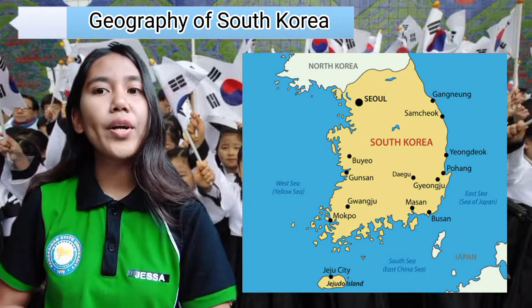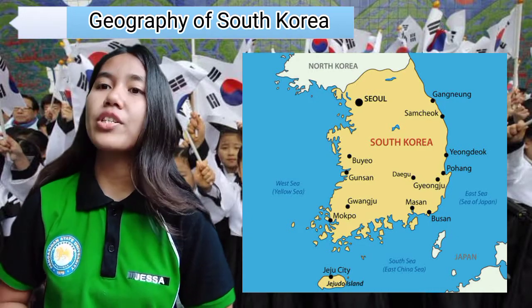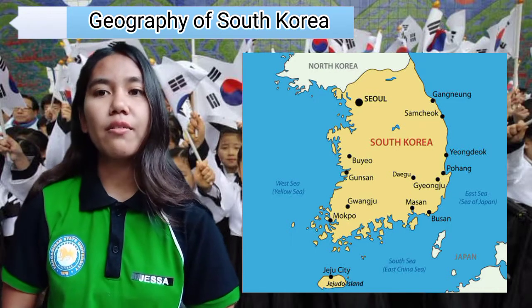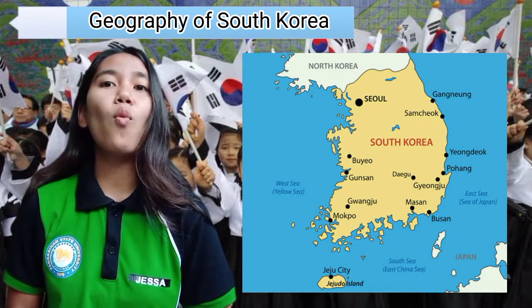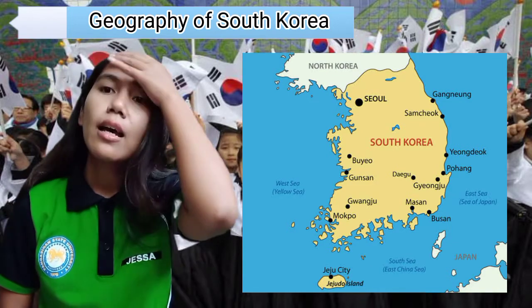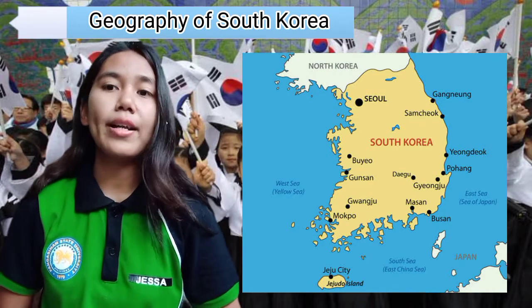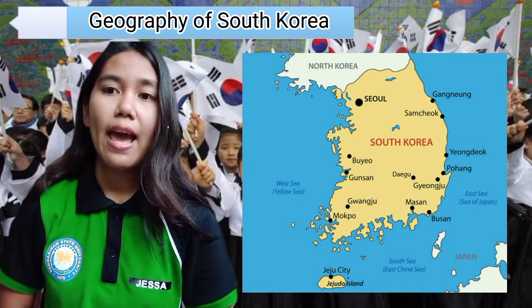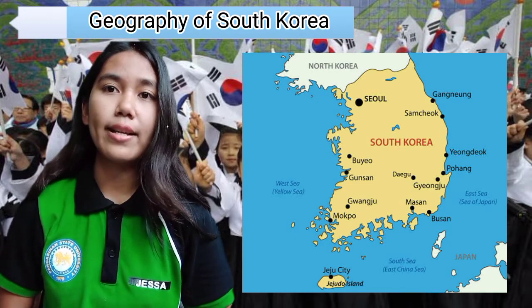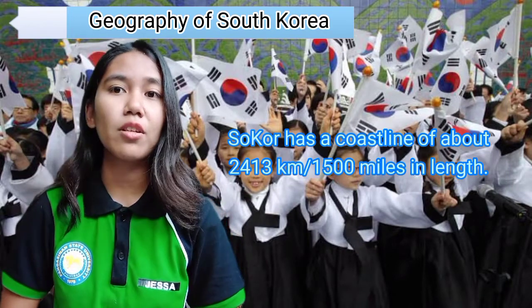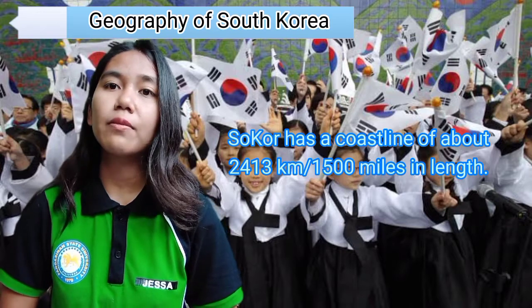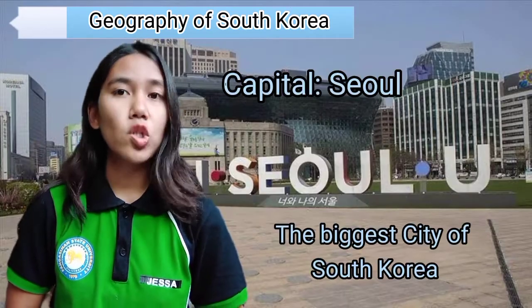South Korea is located in Eastern Asia and sits on the southern half of the Korean peninsula. The only land borders are with North Korea, with which South Korea shares the Korean peninsula. The Korean peninsula is surrounded by the West Sea or the Yellow Sea, the South Sea or the East China Sea, and the East Sea or the Sea of Japan. South Korea has a coastline of about 2,413 kilometers or 1,500 miles in length. The capital of South Korea is Seoul.